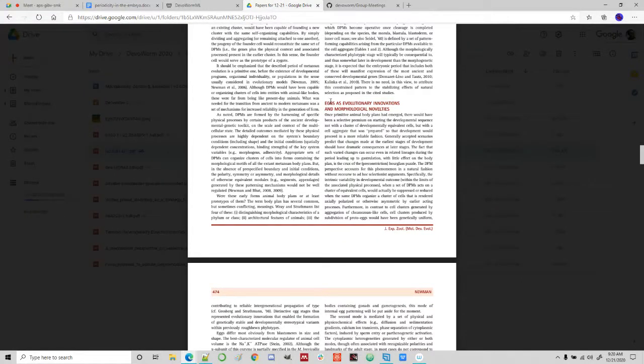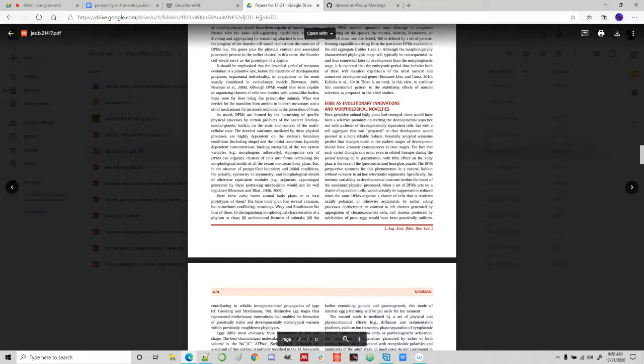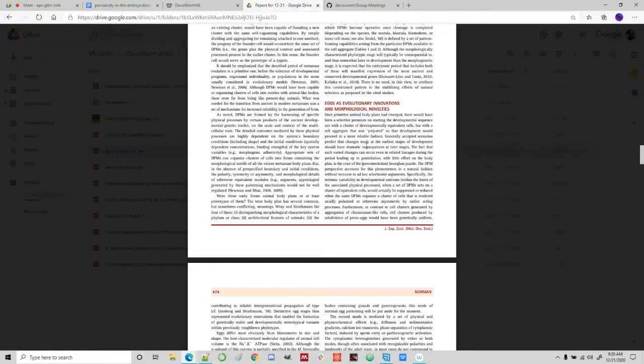It talks about eggs as evolutionary innovations and morphological novelties. So this is where we get into this idea that you're getting eggs from the single cell aggregates, and that eggs are themselves evolutionary innovations, that they appear in evolution as a solution to a problem.